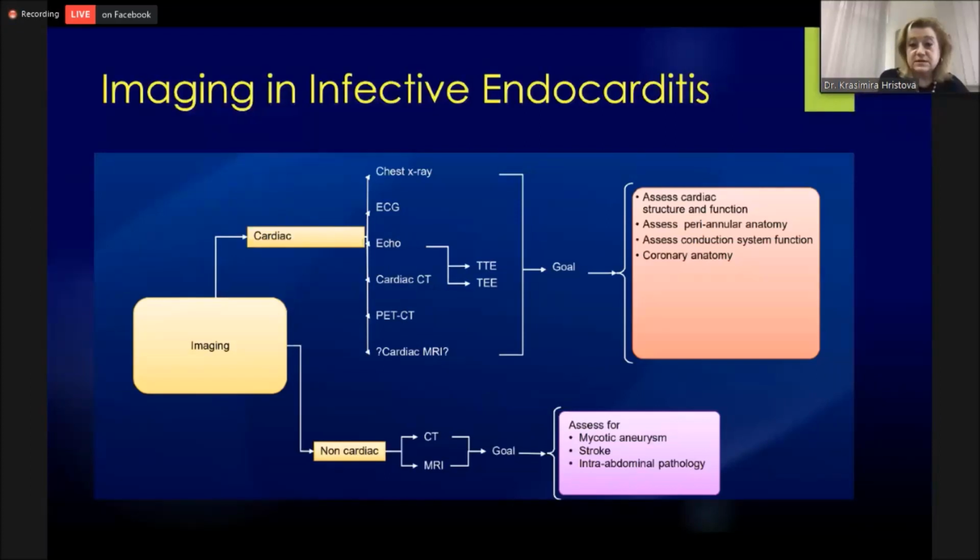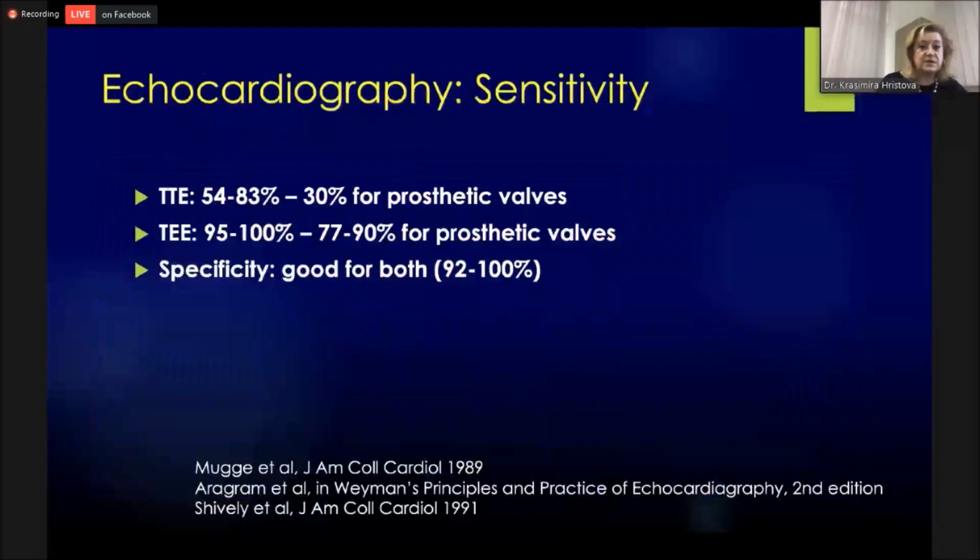The goal is to assess the cardiac structure and function, the periannular anatomy, the conduction system function, and the coronary anatomy. Non-cardiac examination includes CT and MRI, whose main goal is to assess mycotic aneurysms, the sources of stroke, and intra-abdominal pathology, if we could find it from the diagnosis.